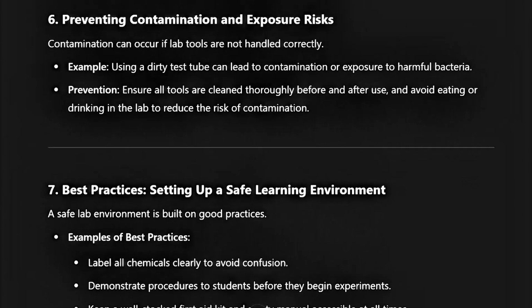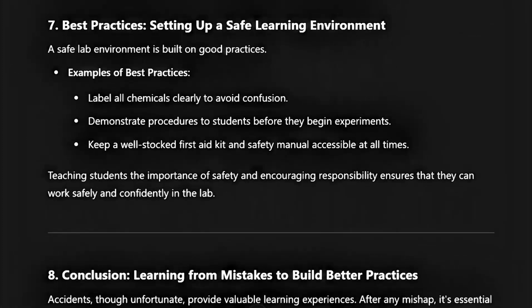Best practices: setting up a safe learning environment. A safe lab environment is built on good practices. Examples of best practices: label all chemicals clearly to avoid confusion. Demonstrate procedures to students before they begin experiments. Keep a well-stocked first aid kit and safety manual accessible at all times.